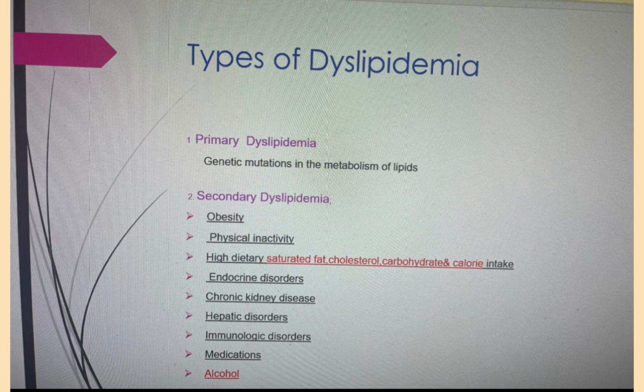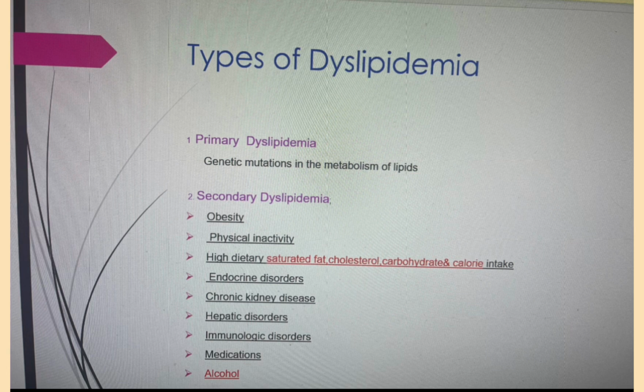Another one is familial combined hyperlipidemia, which is estimated at 1 in 100, and can be higher in patients with premature coronary artery disease. Secondary dyslipidemia is due to lifestyle factors or medical conditions. The good news is that it's reversible if you treat the underlying cause.